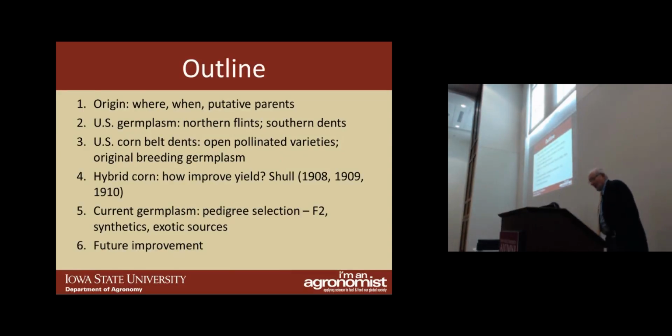Okay. Here's a brief outline of what I'll be bringing into discussion today. Of course, origin, where and when, or what are the putative parents of corn? I'll use maize and corn kind of crossways here because maize is a more popular word internationally, whereas we're more familiar with the term corn. What is the origin of the U.S. germplasm, which involves the northern flints and the southern dents?